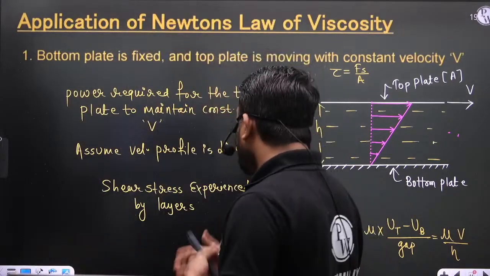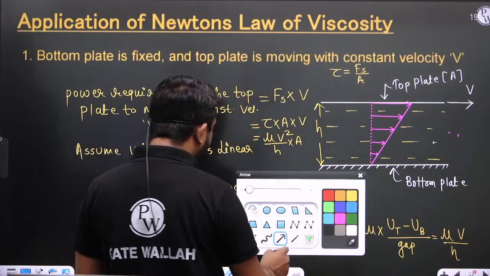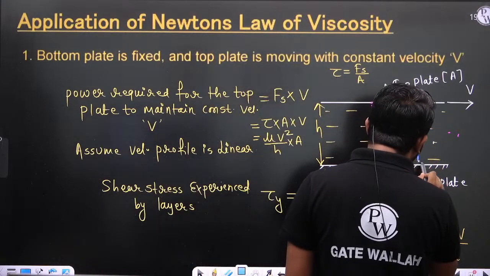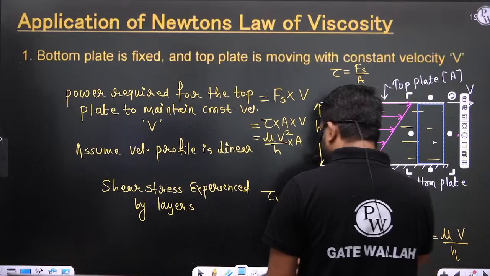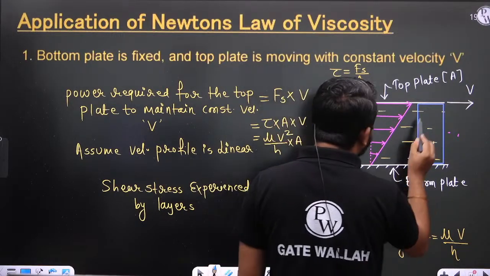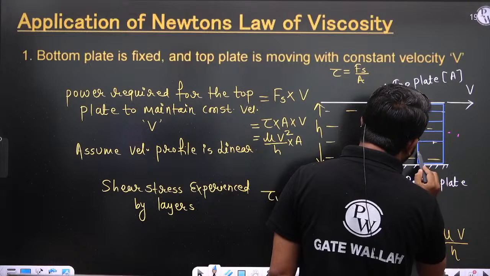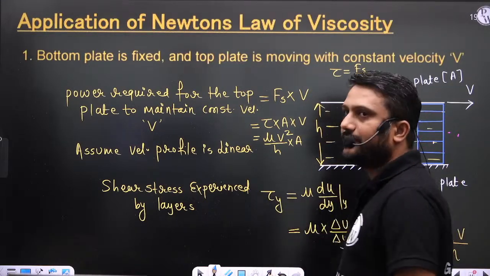And if you want to draw the shear stress variation, we know that each layer experiences the same shear stress. Why is it so? Because the velocity profile is linear.